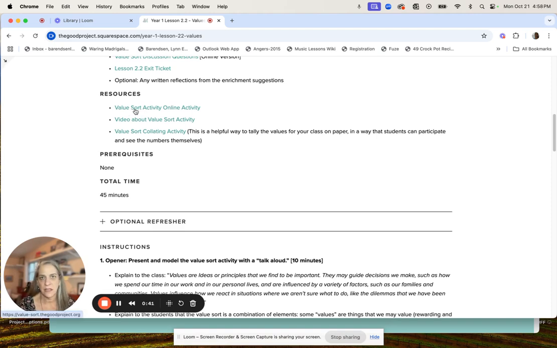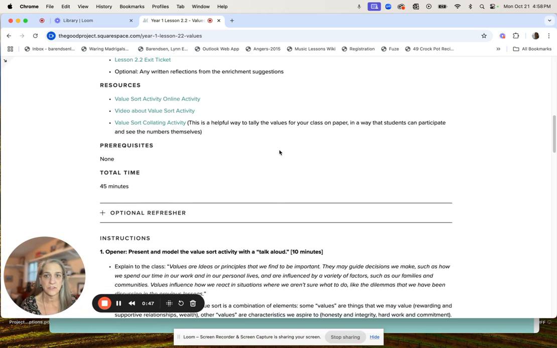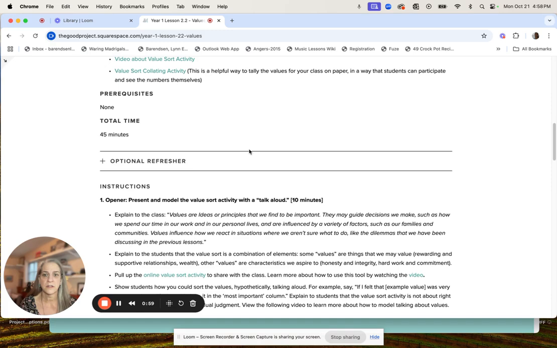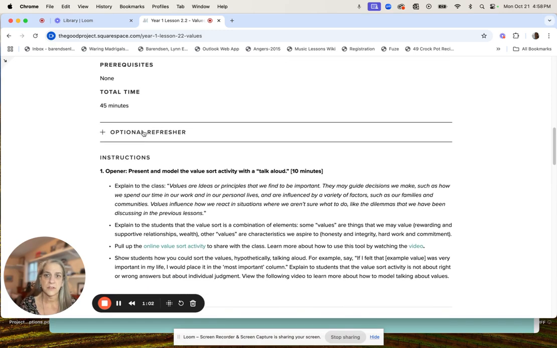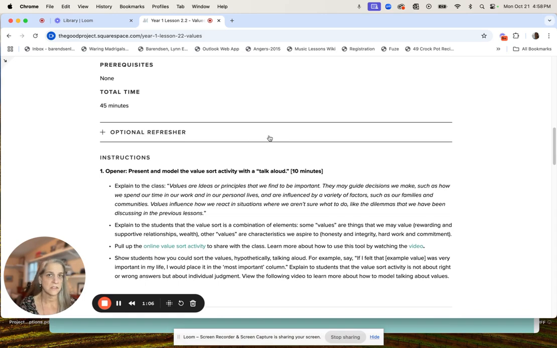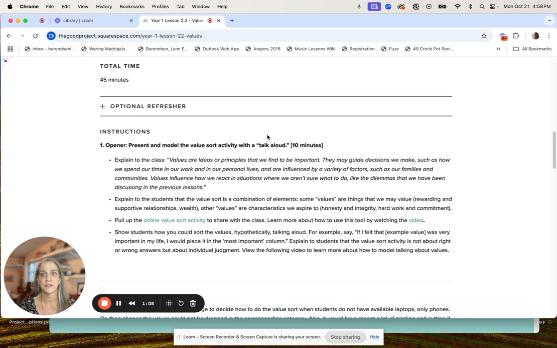The value sort online activity, which I'm going to review soon, a video about the activity itself so that you can really understand what that is like. And then there's also a collating activity where students will be able to see how their values may differ from or be similar to their peers. So I'll just jump right in. There's also, as usual, an optional refresher. You can determine whether or not that might be necessary for your students.